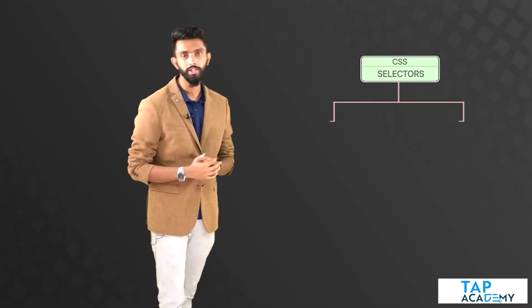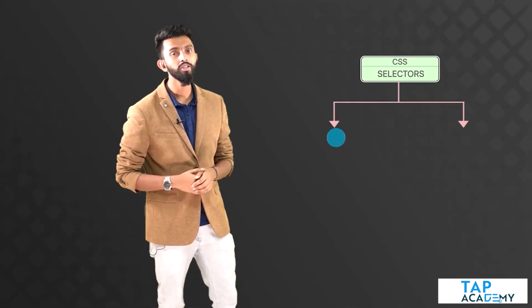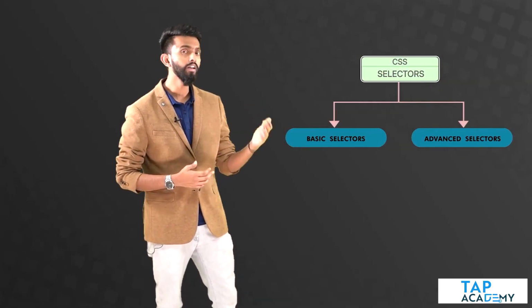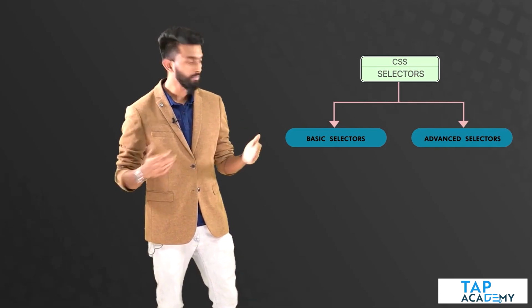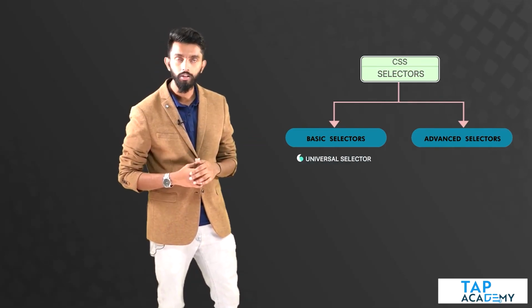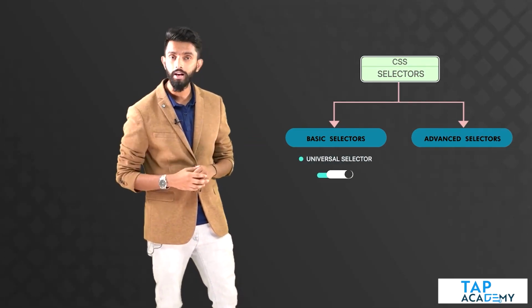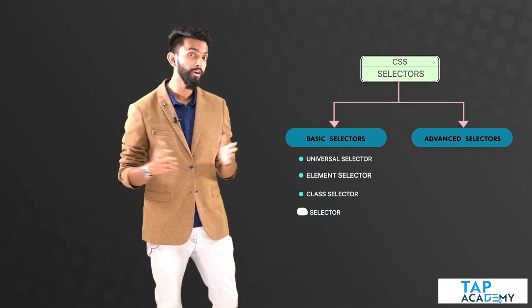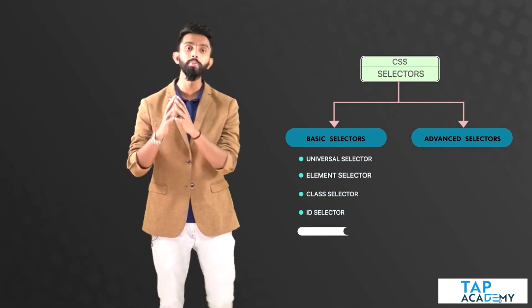Now that you understand selectors in CSS, let me tell you, when we speak about CSS selectors, there are basically two types of CSS selectors. One type is called basic selectors and the other is called advanced selectors. Under basic selectors, you have the universal selector, the element selector, the class selector, the ID selector, and you also have the group selector.